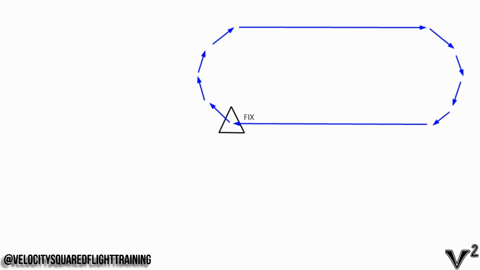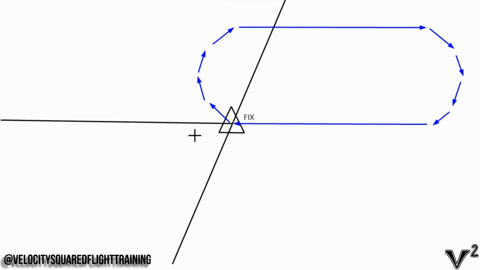So what you're going to do is you're going to put yourself on this fix, on the inbound leg to the fix, and then just go towards that way, right? Go towards the hold 70 degrees. So 90 is right here, 10, 20. That would be your line, okay? So then you just take that, extend out the other side. Don't extend this side. That doesn't make sense.